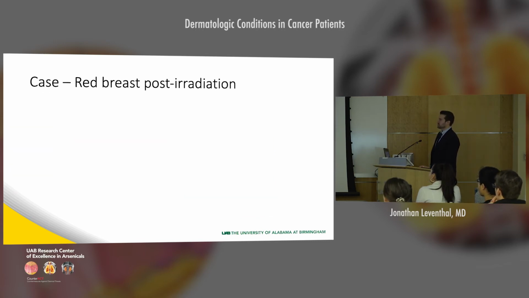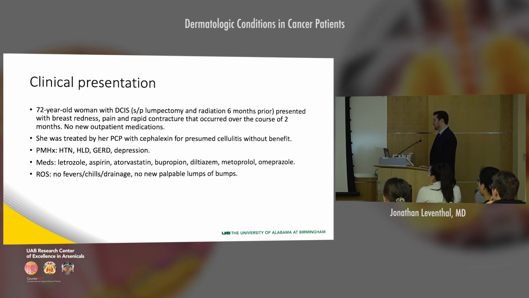And so this is a case of a red breast post-radiation. She's a 72-year-old woman with ductal carcinoma in situ breast cancer. She was treated with lumpectomy and radiation therapy 6 months prior. Now she's presenting with new onset pain, redness, and very rapid contracture of her breast that occurred over the course of a few months. Of course, initially, it was thought that she had cellulitis, and so she was given cephalexin without any improvement.